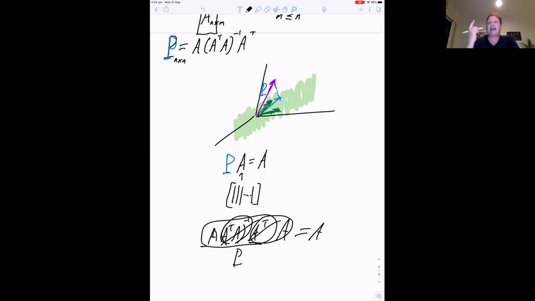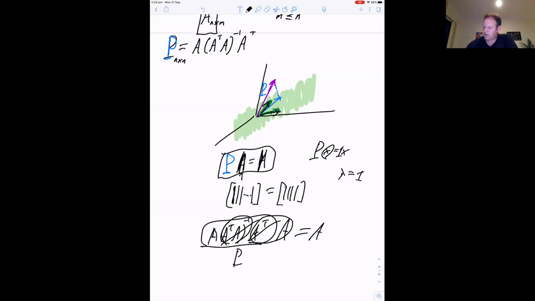So what are the eigenvalues? This is like a combination of many equations together, where for each column of A you've got a column of A. You can treat them all together. So what are the eigenvalues associated with the columns of A? 1. Beautiful. When you have a matrix P times something, if you have Px equals x, then x is an eigenvector with eigenvalue 1. So we see that lambda equals 1 for the columns of A.